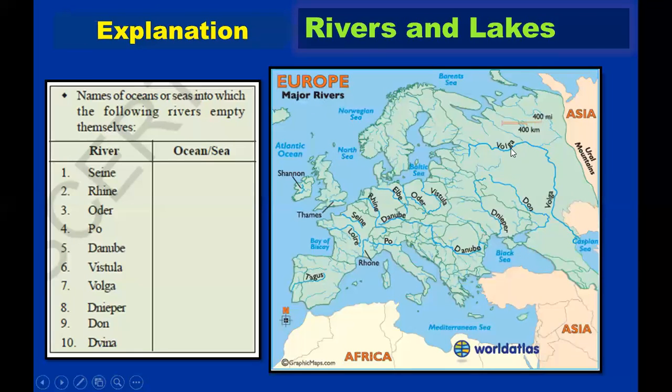Now if you see the Volga, it is the longest river in Europe and it joins the Caspian Sea. And when we come near the Black Sea, we have the Don and Danube. In the same way you can find Oder, Rhine, Po. So these are some of the important rivers. In Europe, the water of the rivers is used not only for agriculture but also for transport. They act as a means of transportation, and fishing is also an important occupation here.